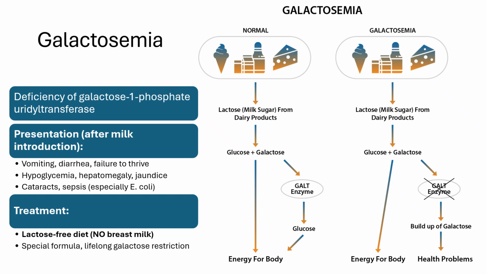Two complications deserve special emphasis. Cataracts develop from galactitol accumulation in the lens, sometimes visible within the first week. More ominously, these infants have dramatically increased susceptibility to E. coli sepsis. The mechanism remains unclear, but likely involves altered immunity from metabolic dysfunction. Any galactosemic infant with fever needs immediate sepsis evaluation with empiric antibiotics.